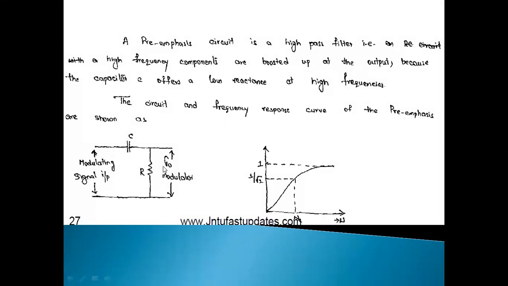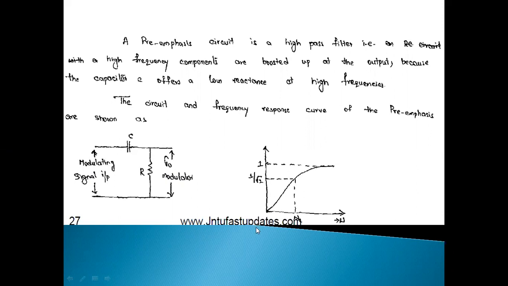After the resistor, the signal is amplified. This is used as a filter at the modulation side, or transmitter side. So the pre-emphasis circuit is nothing but a high pass filter, constructed using RC elements.